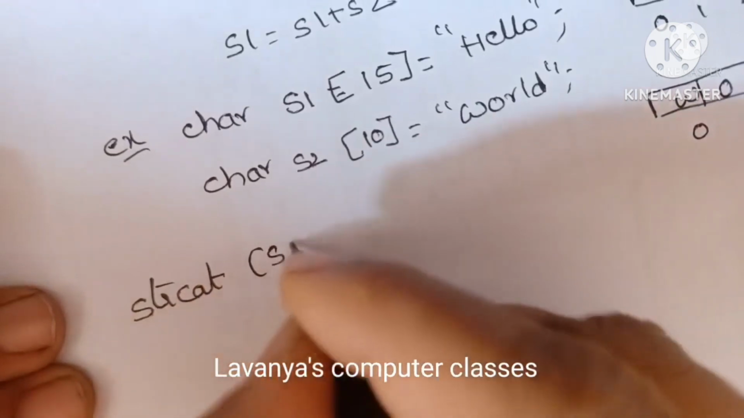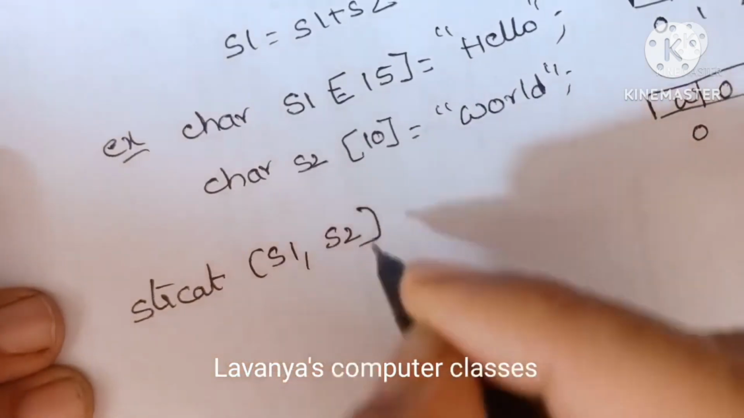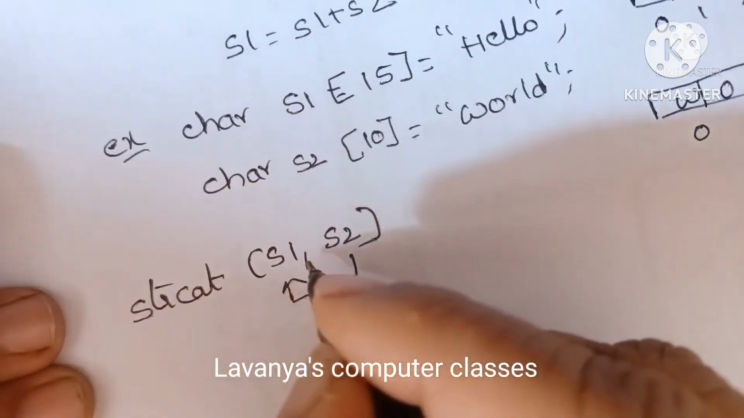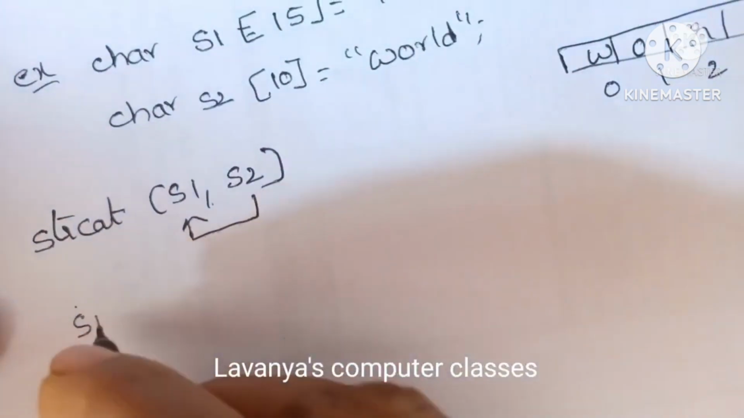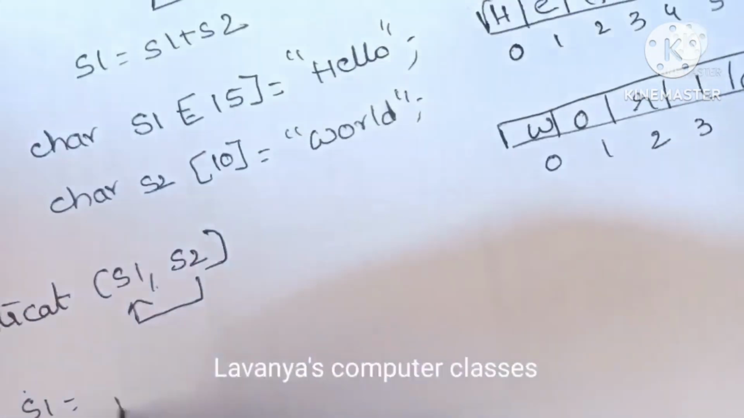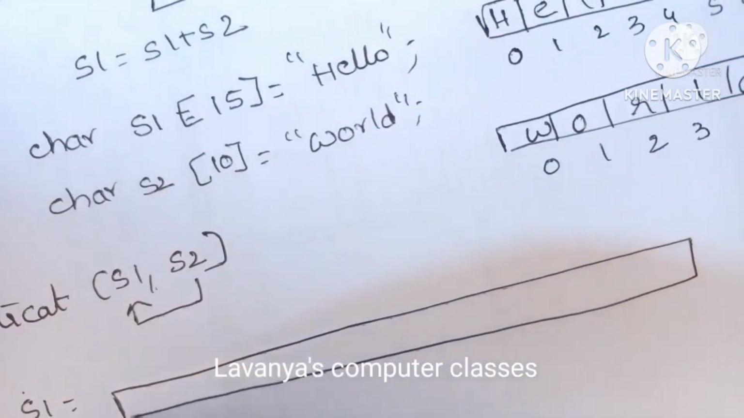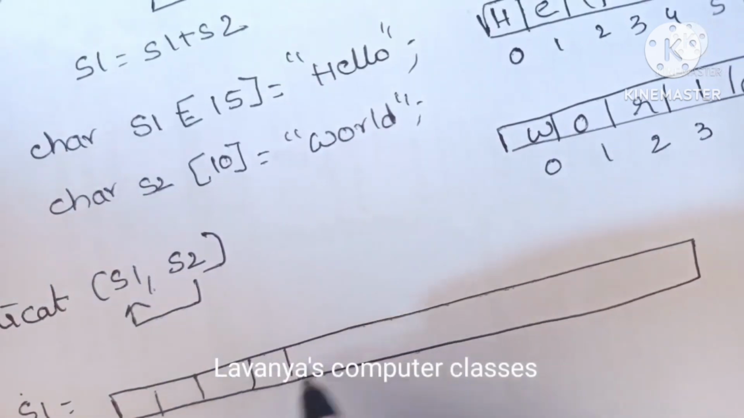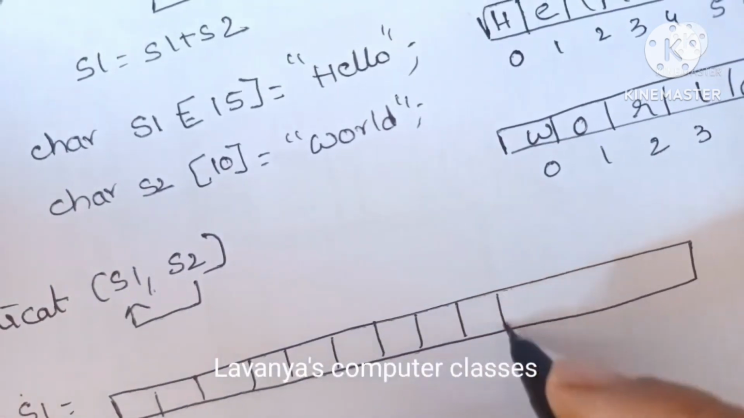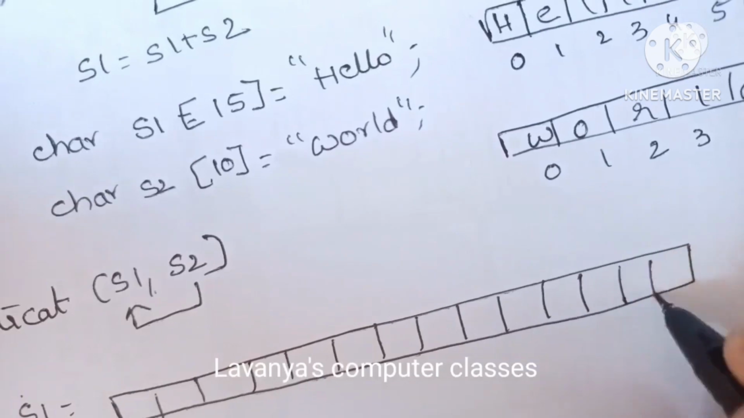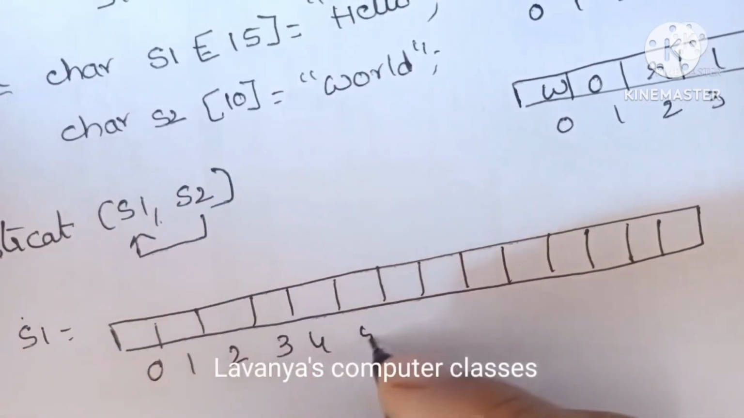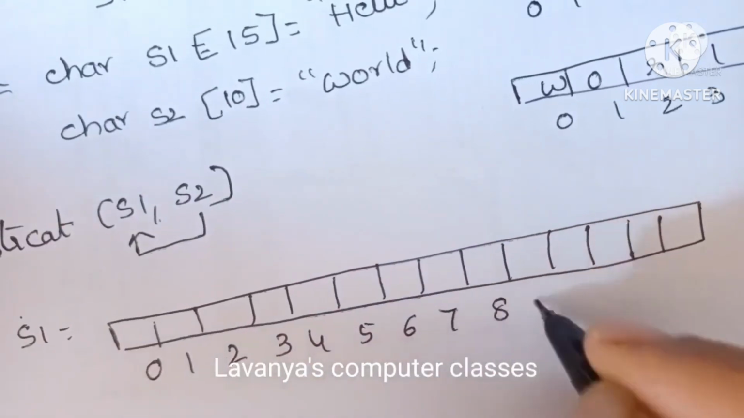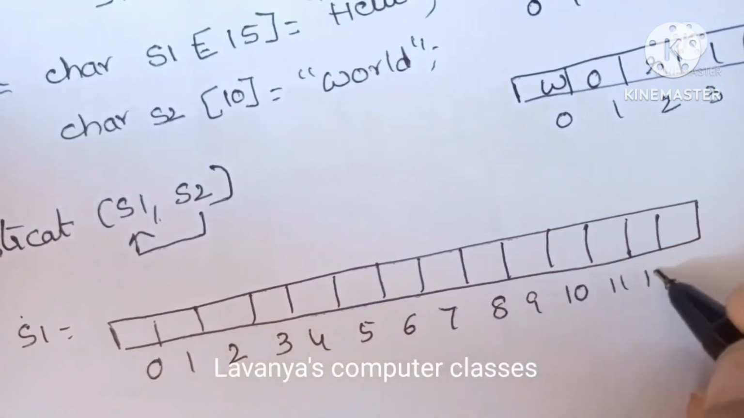Now, I am using function strcat s1 comma s2. That means s2 is added into s1. In s1 already some word is there, that is hello. After hello, the s2 value is world. World is also added to s1. What is the s1 size? s1 size is 15. So first take 15 spaces for s1, 0 to 14.